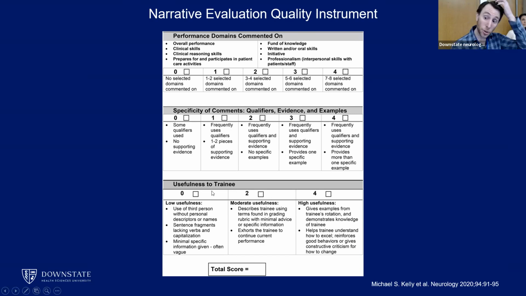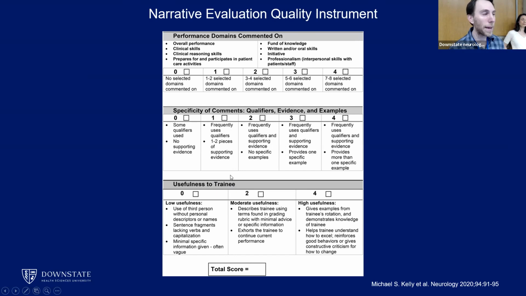And then the usefulness to the trainee. So you can get a 4 on each part of this instrument, for a total score of 12. What they determined in the study is that a score greater than 7 is considered to be moderately useful. So those are the 3 frameworks.